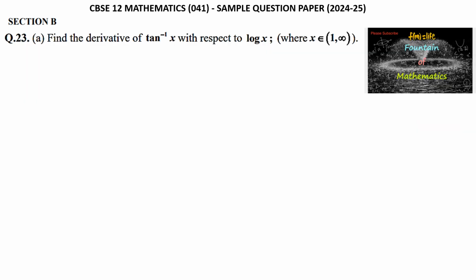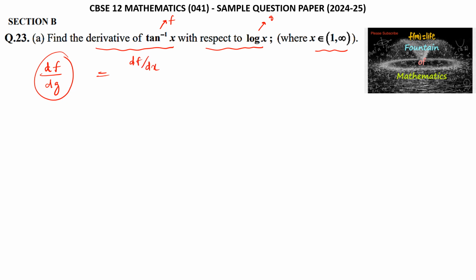We need to find the derivative of tan inverse of x with respect to log x, where x belongs to 1 comma infinity. So tan inverse x and log x both are defined. So we need to find differentiation of tan inverse of x. Let us consider this is f, and log x, let us consider this is g. So we need to find df by dg, which can also be written df by dx divided by dg by dx.